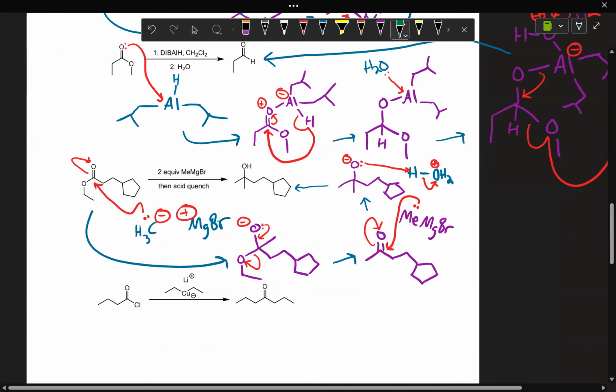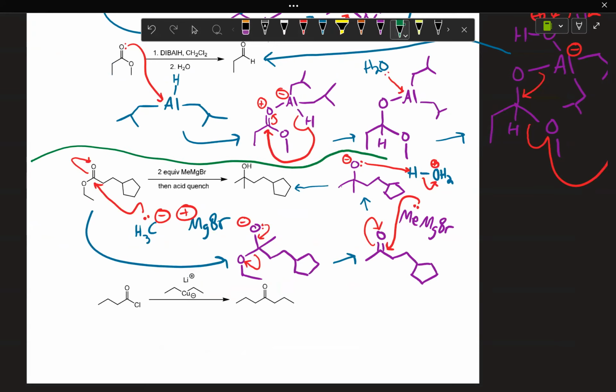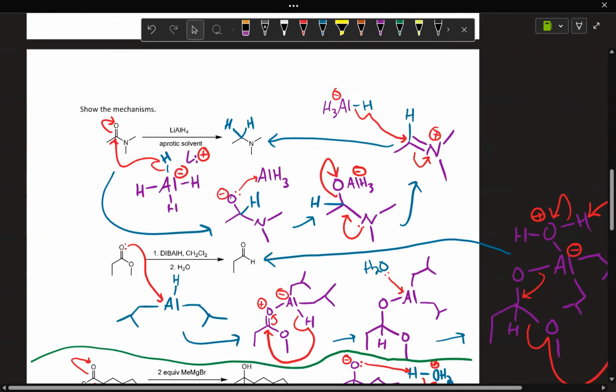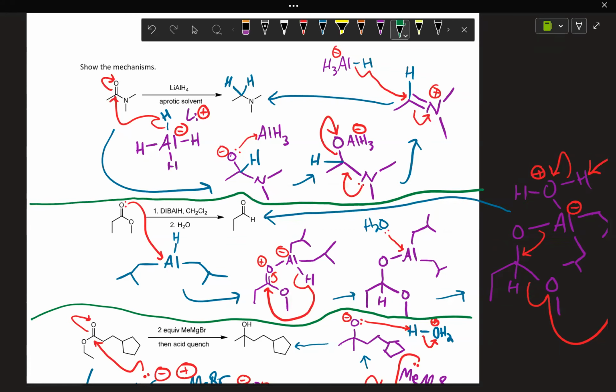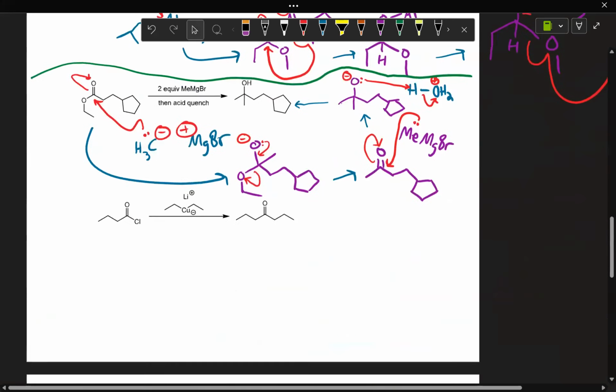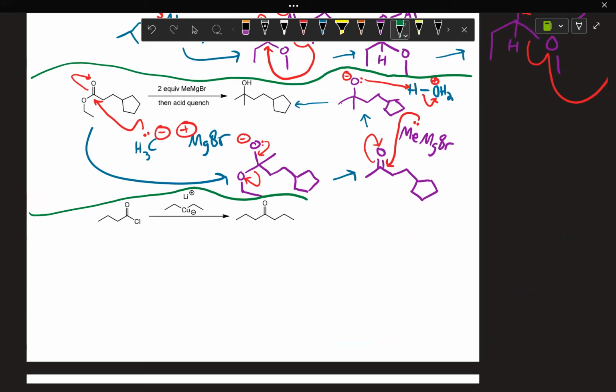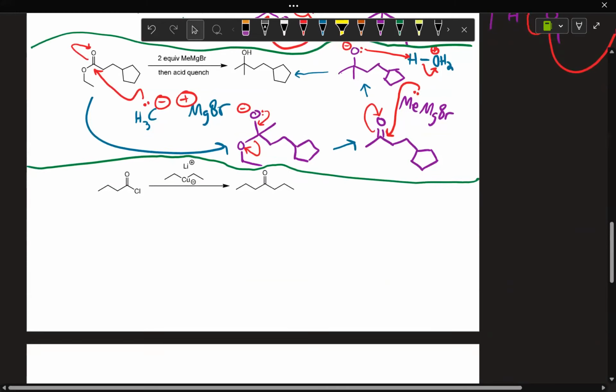And let me draw a line to separate these mechanisms. I'm going to do that quick for this one as well. All right, last one. This is by far the easiest mechanism on this sheet, or at least it's the quickest. So that's nice after a few long ones.